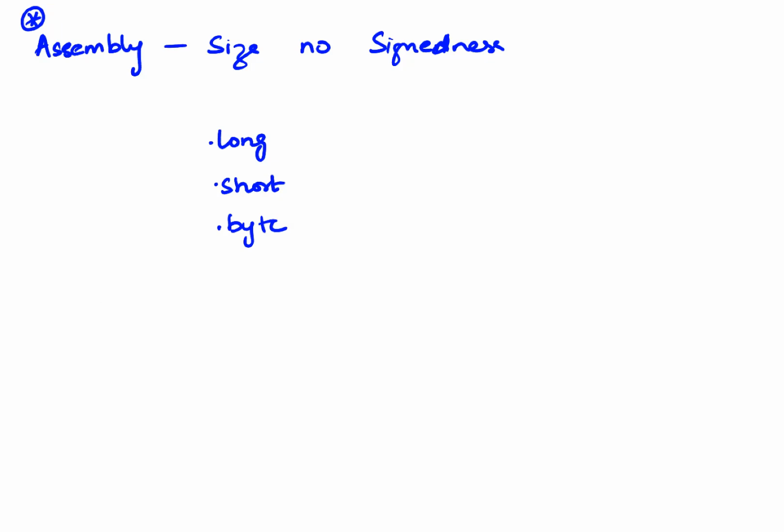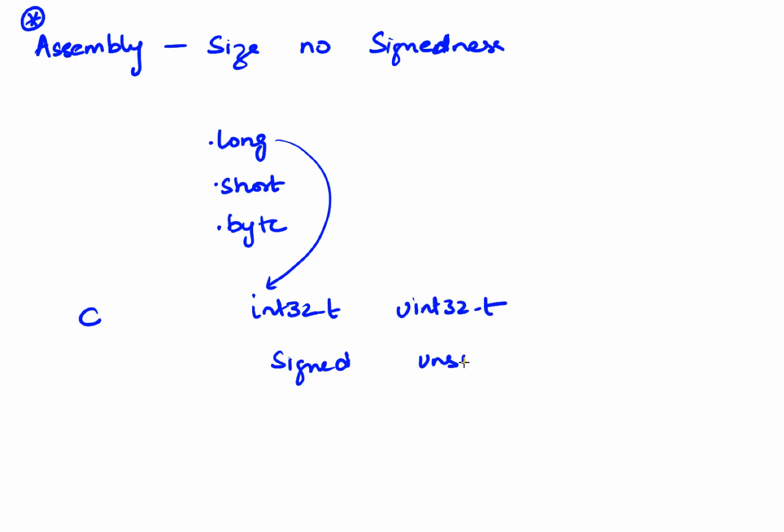In C, we will be more precise about it. We'll say it's an int32_t when we want to say it is signed, and if we want to say it's unsigned, we say uint32_t. That's our data types.